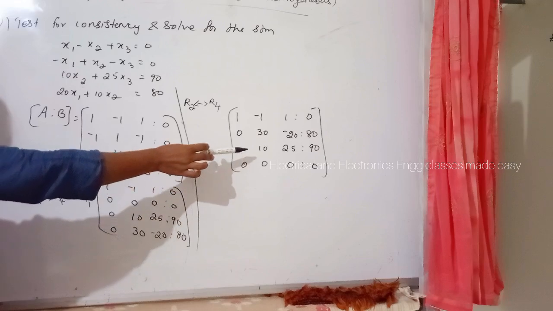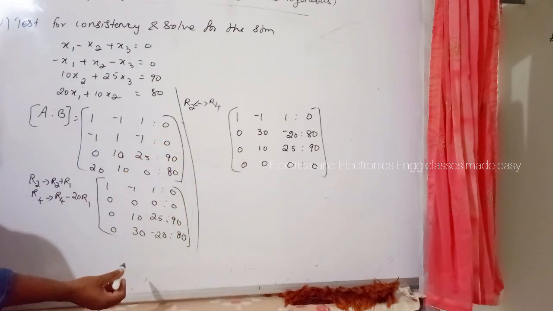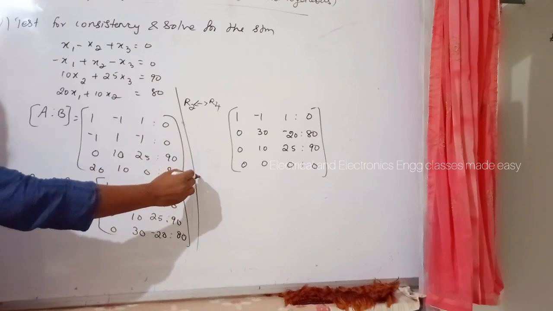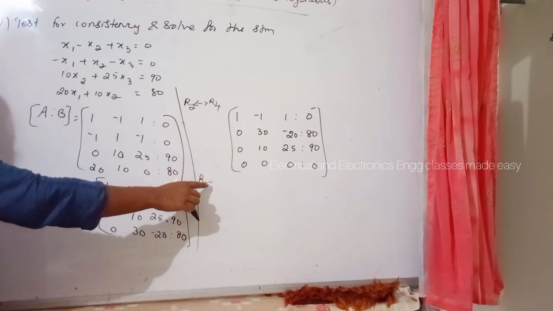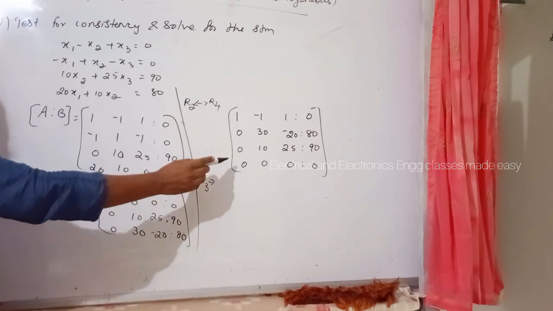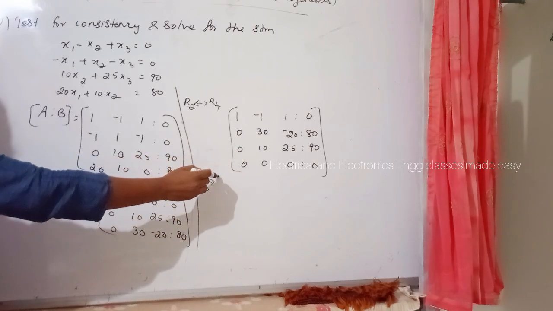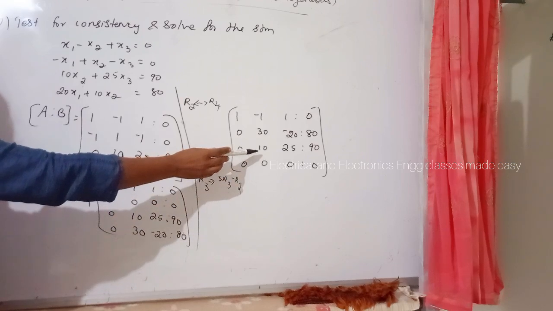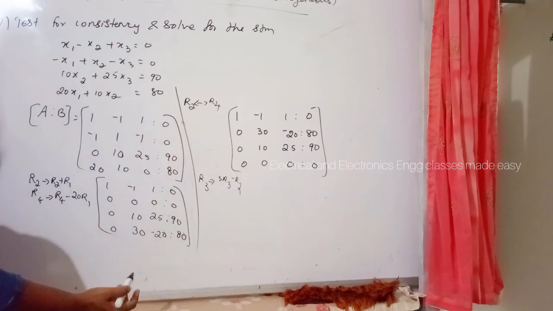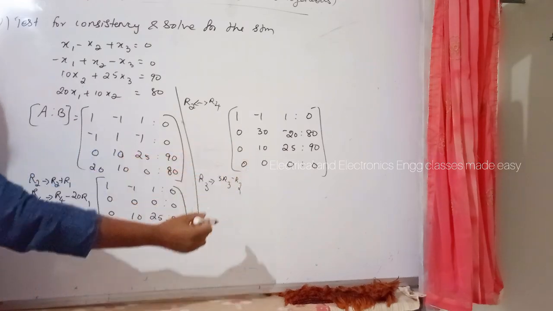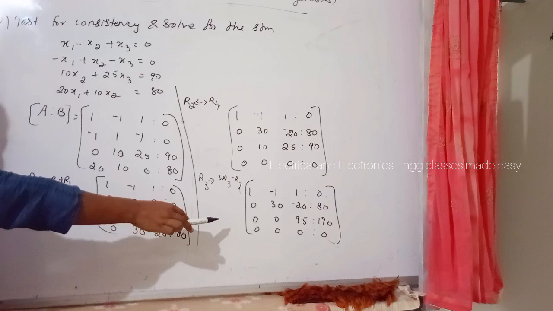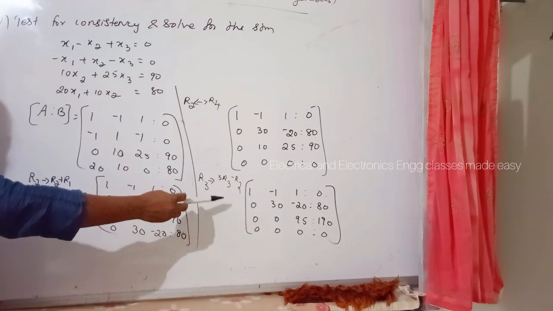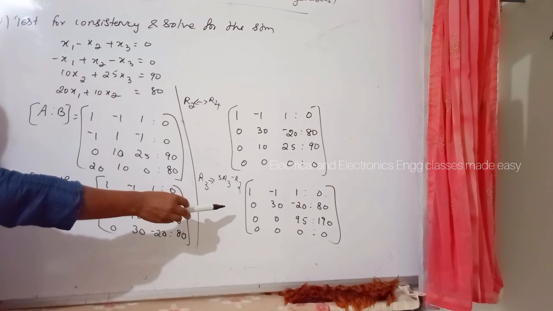Now here we have to make this element 0 to make the coefficient matrix upper triangular. So we can do the operation R3 implies 3 times R3 minus R2. Then here we will get 0. So here we got like this, that is in the third row 0, 0, 95, then 190. So this is an upper triangular matrix.